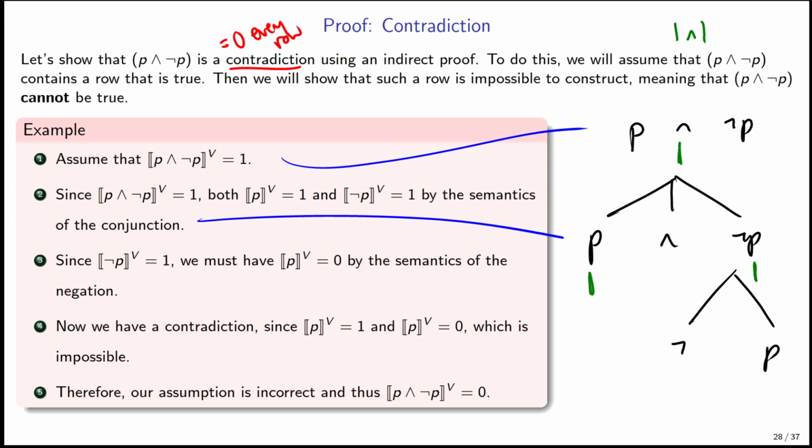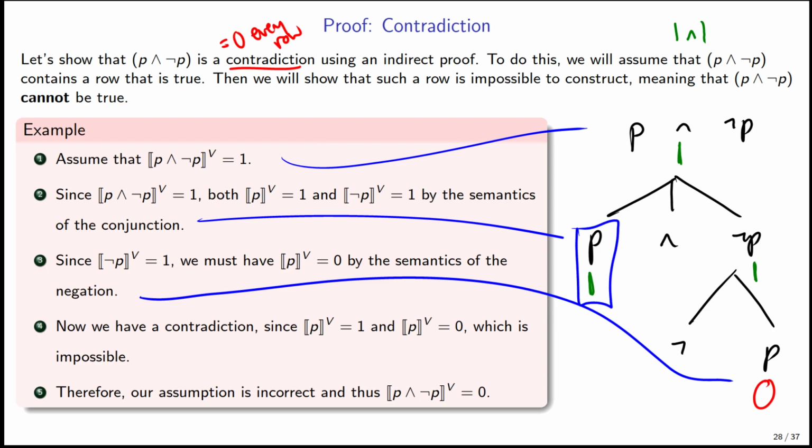Now, we can do the same thing here. If not P is true, then we know that P has to be false. So this is the third row here. Since not P is true, we must have P is false, and this is due to the semantics of the negation. If something is not true, then it has to be false. So now we have a contradiction. We have P is true, we have P is false.